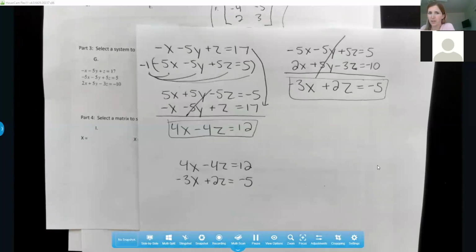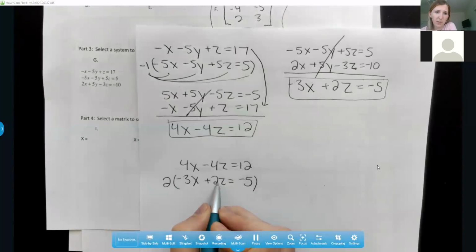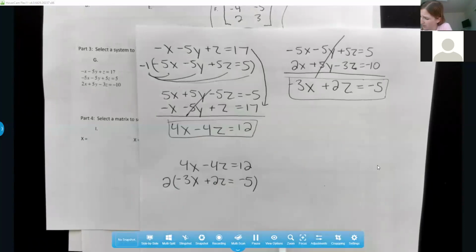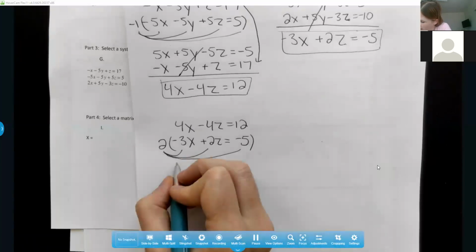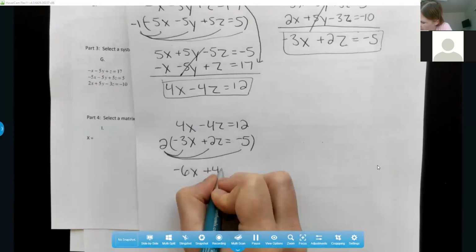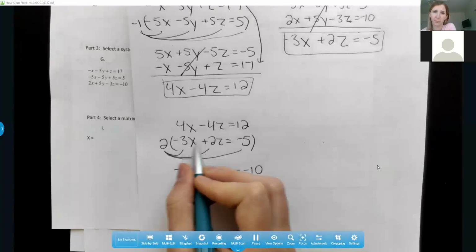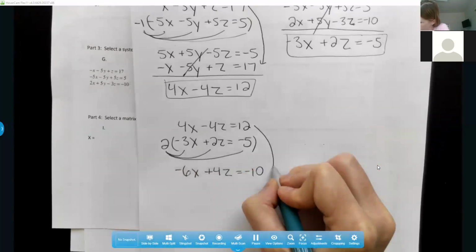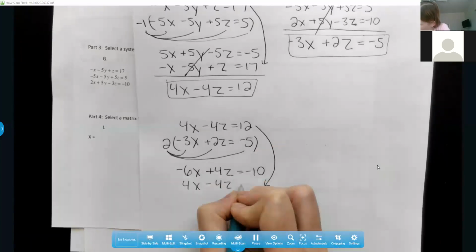Multiply. Yep. So I think the easiest thing to do is to multiply the bottom equation by 2, because that will help me get rid of the z's, because 2 times 2 is 4. So I'll have a positive 4 and a -4. If we multiply every term by 2, this is going to give me -6x plus 4z equals -10, because I just multiplied each thing by 2. I'll bring the original top equation down so that we can add them together and cancel out the z.